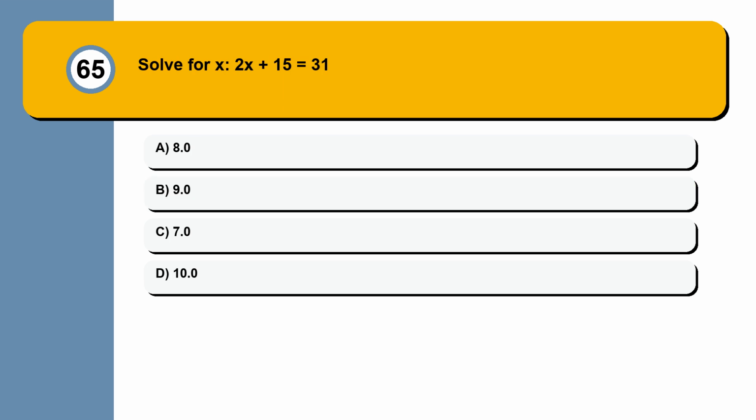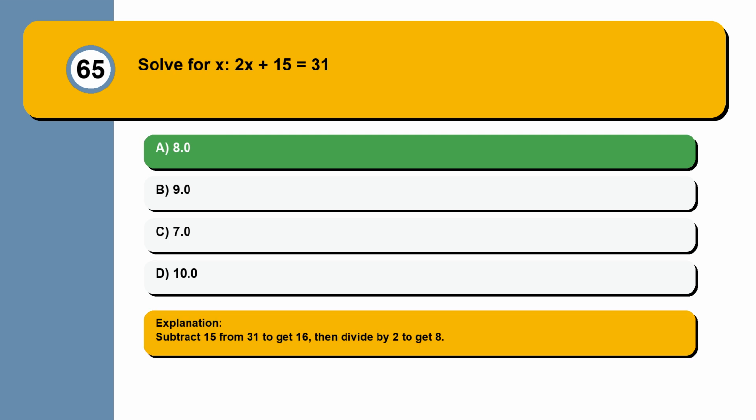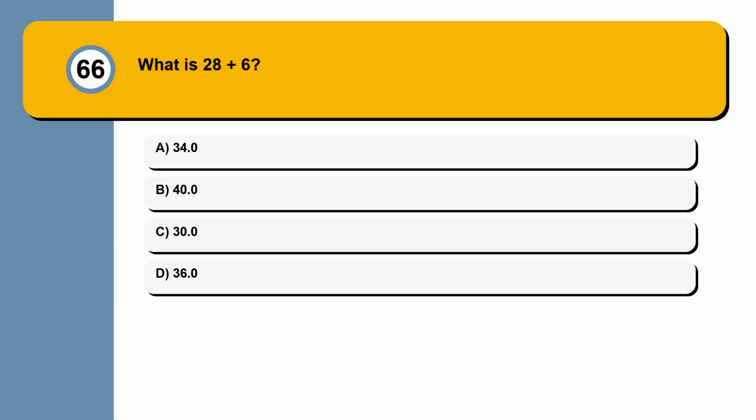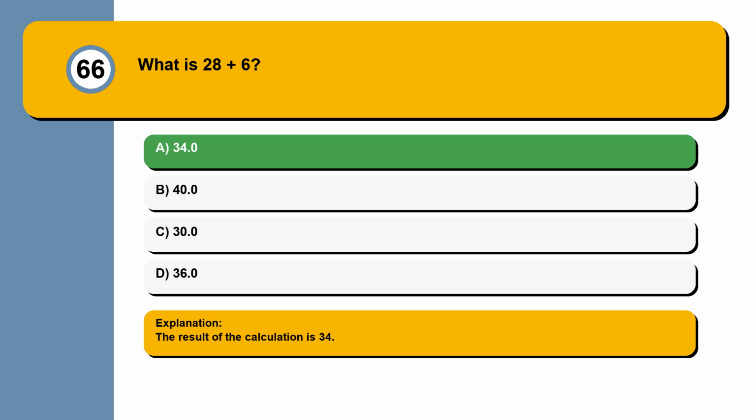Question 65. Solve for x. 2x plus 15 equals 31. 8.0, 9.0, 7.0, 10.0. Subtract 15 from 31 to get 16, then divide by 2 to get 8. Question 66. What is 28 plus 6? 34.0, 40.0, 30.0, 36.0. The result of the calculation is 34.